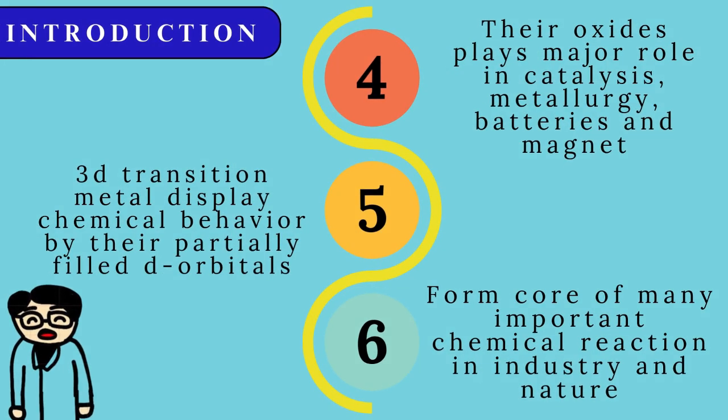Next, their oxides play a major role in catalysis, metallurgy, batteries, and magnets. 3d transition metals also display chemical behavior due to their partially filled d orbitals. Lastly, first row transition metals form the core of many important chemical reactions in industry and nature.